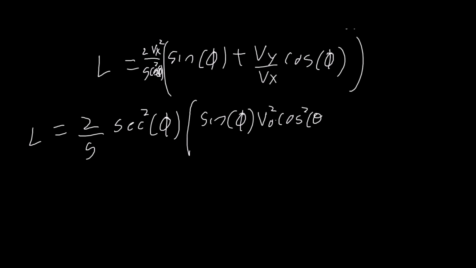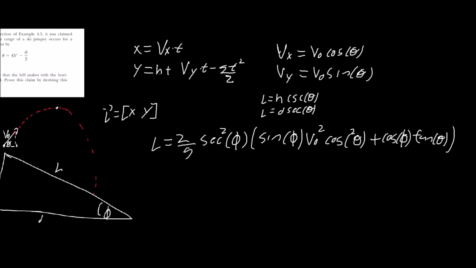So notice, folks, that Vx, I'm going to distribute it, and I'm also going to replace it. Vy divided by Vx is just going to be V naught sine of theta divided by V naught cosine of theta. So that's just another way of saying this constant is out in front. This right here is going to be tangent of theta.